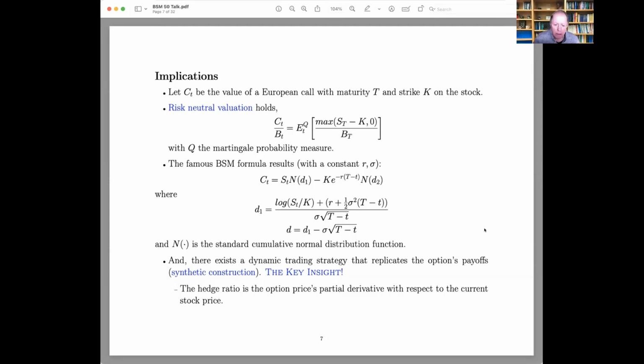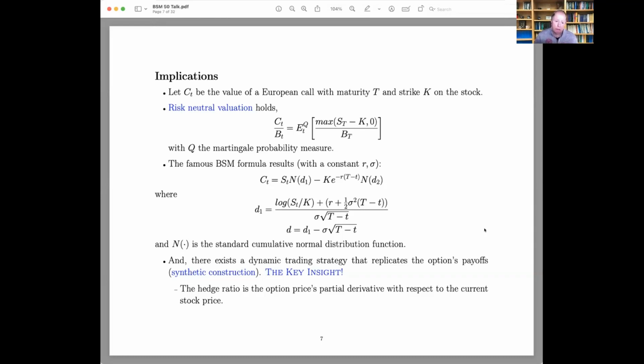The second, and in my view the most important implication, is dynamic replication. One can show there exists a dynamic trading strategy that replicates the option's payoffs. I personally call that synthetic construction. And why do I think it's a key insight? Because that's the theme that enables one to develop the subsequent extensions that I'm going to talk about.